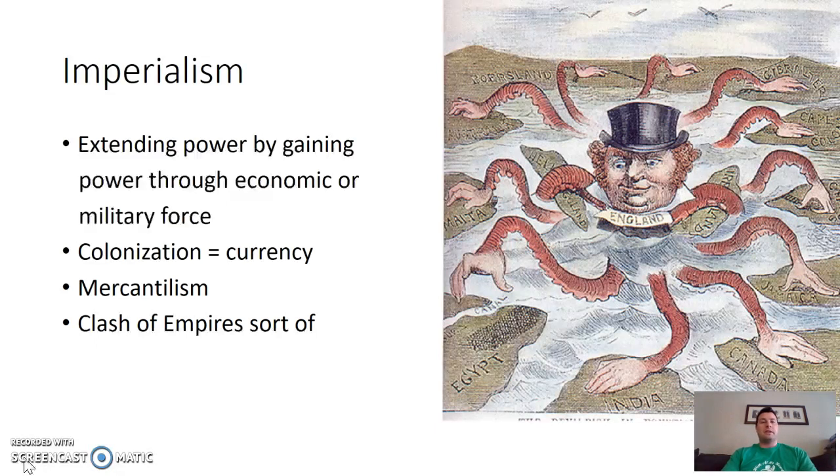Imperialism, dictionary definition: extending power by gaining power through economic or military force. It's colonization, it's the gaining of currency, it's using mercantilist policies, the idea of controlling as many places as possible. It's the giant game of Risk. It's clash of empires. These things are all tied together in imperialism.